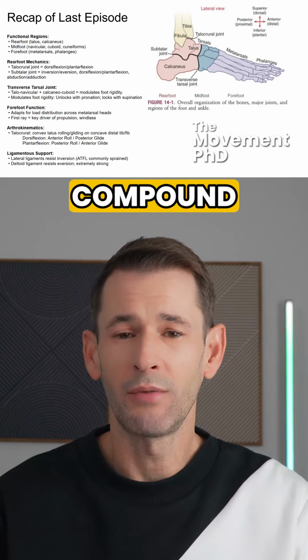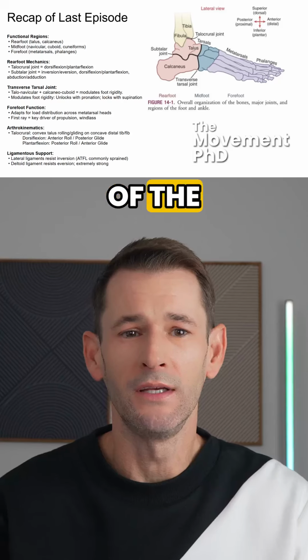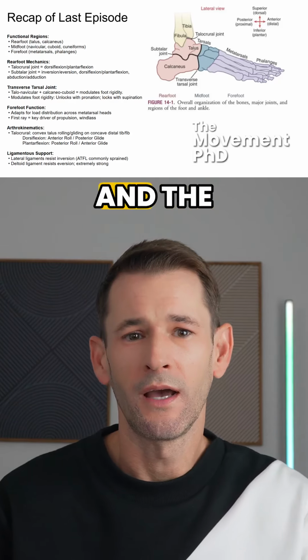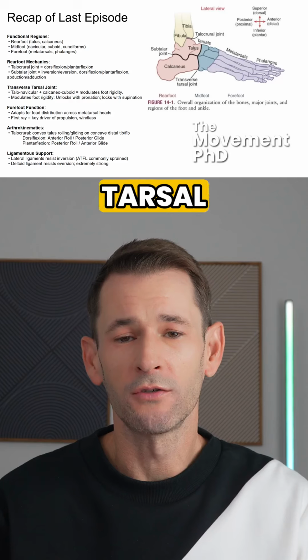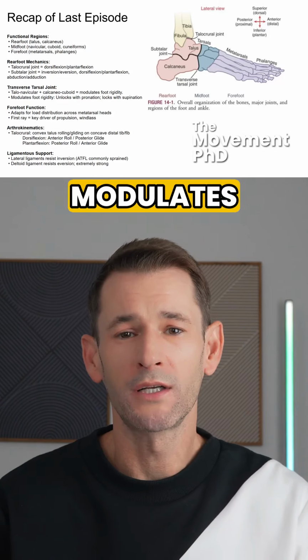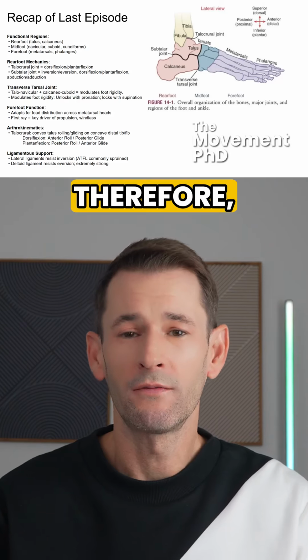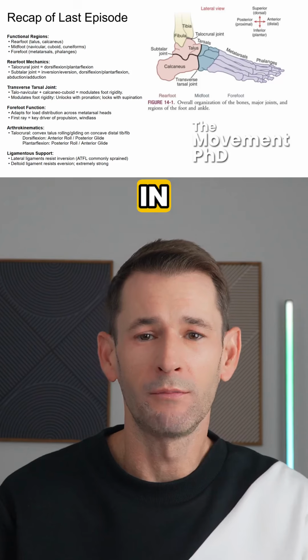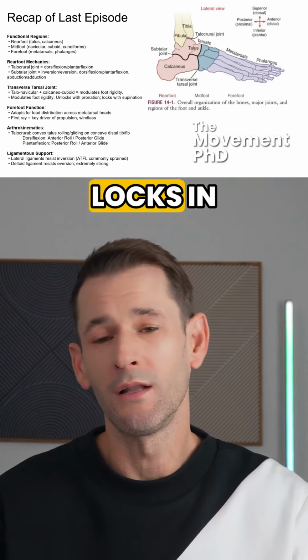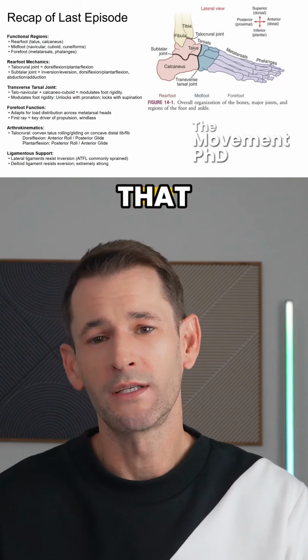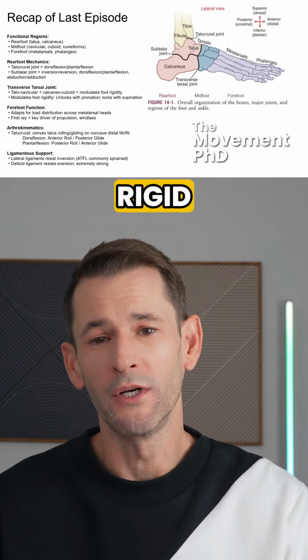We then moved forward to the transverse tarsal joint. That is a compound joint consisting of the talonavicular joint and the calcaneocuboid joint. This transverse tarsal joint complex modulates foot rigidity. Therefore, it unlocks in pronation to allow the midfoot and the forefoot to be flexible, and it locks in supination, which makes the midfoot and forefoot more rigid for push-off.